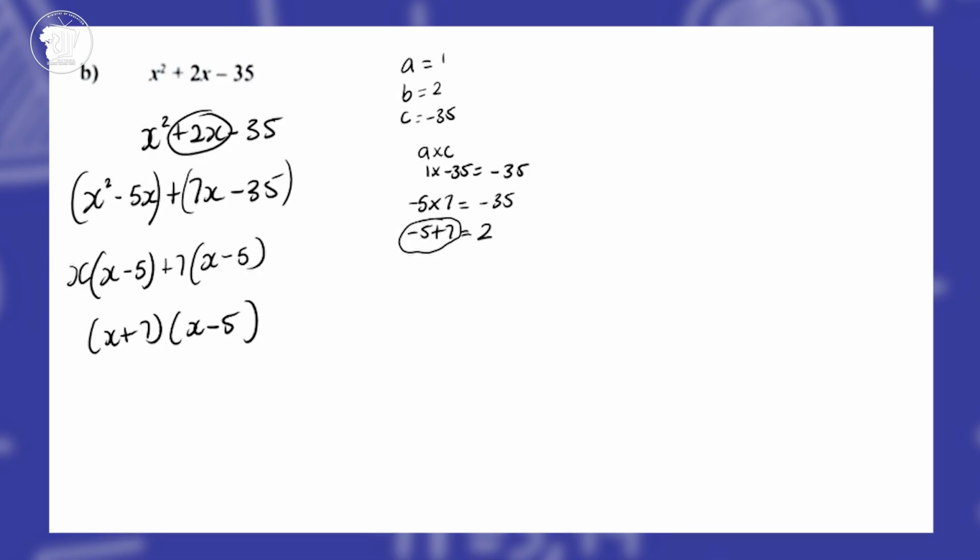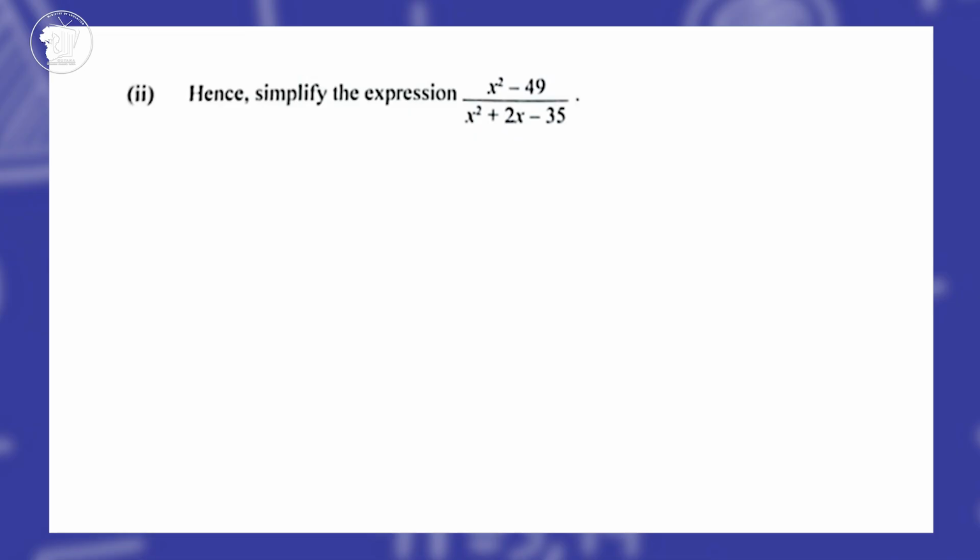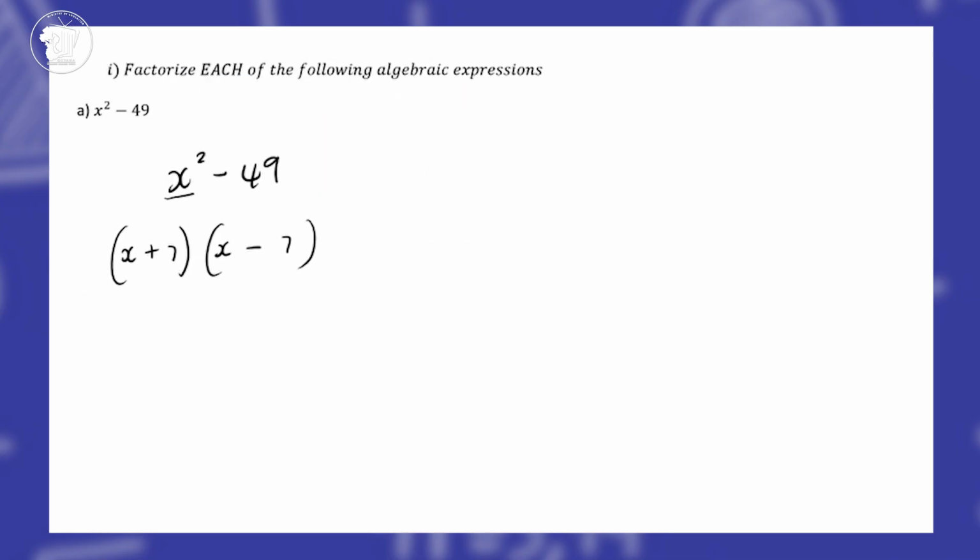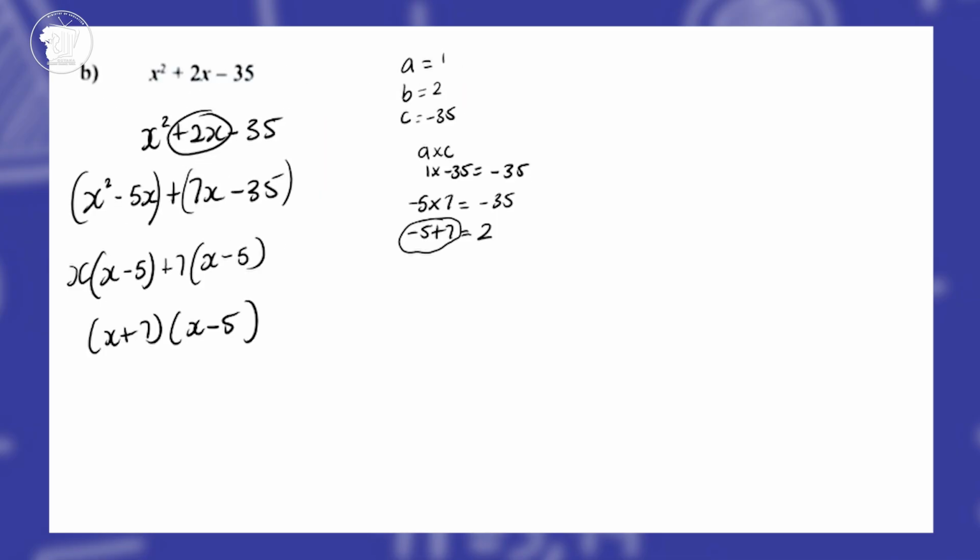We move on to the next question, which says, hence, simplify the expression x squared minus 49 all over x squared plus 2x minus 35. If you notice, this bottom piece is the one that we factorized just now, and this top piece is the one that we factorized first. So you want to factorize the top piece, and we already did that. When you factorize x squared minus 49, we end up with x plus 7 and x minus 7.